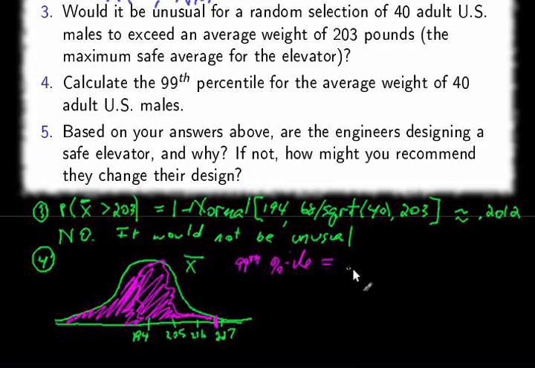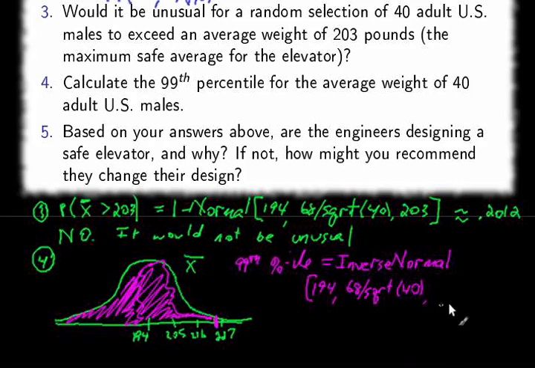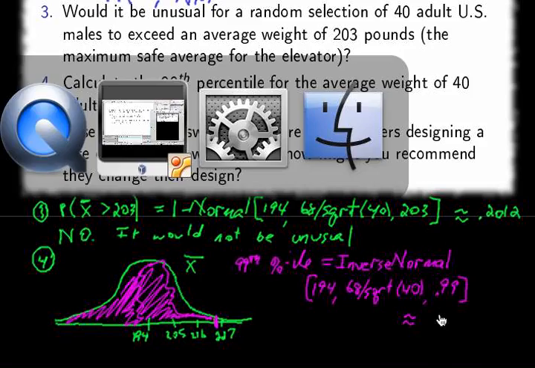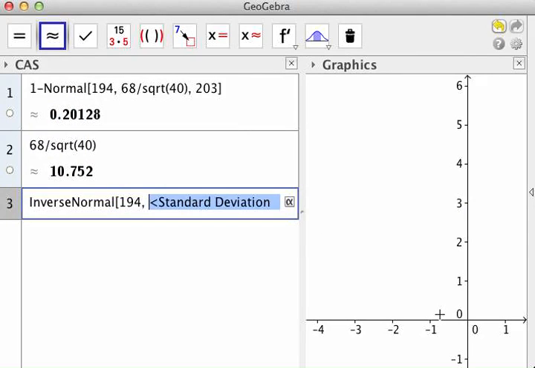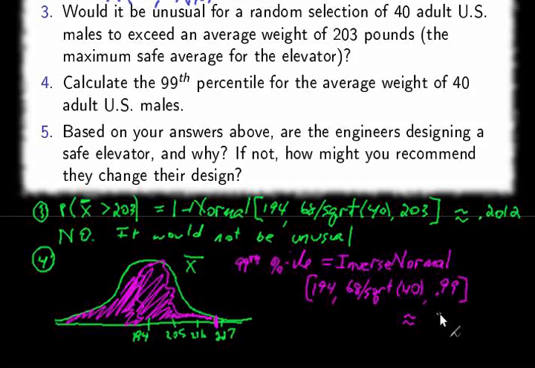So we're going to ask GeoGebra. The 99th percentile is the inverse normal with a mean of 194, standard deviation 68 over the square root of 40, and probability of 0.99. So if we ask GeoGebra for that number, we will have it. So this is inverse normal. Mean is 194. Standard deviation is 68 over the square root of 40. And the probability 0.99. So 219.01, so we'll just call it 219. 219 pounds, that's the 99th percentile.